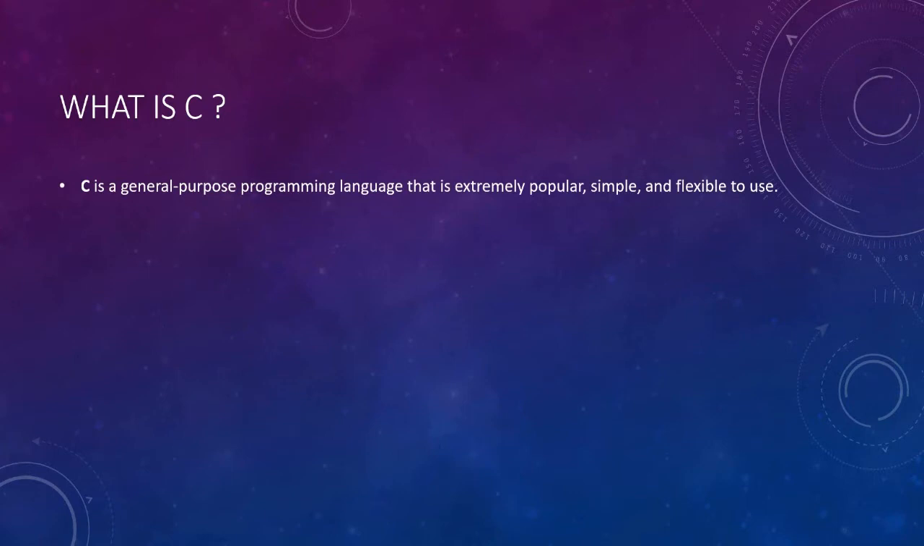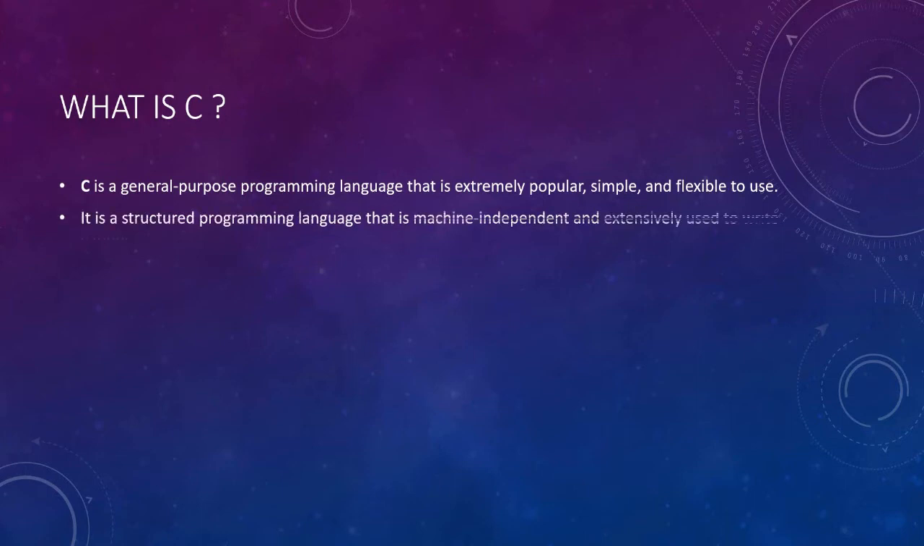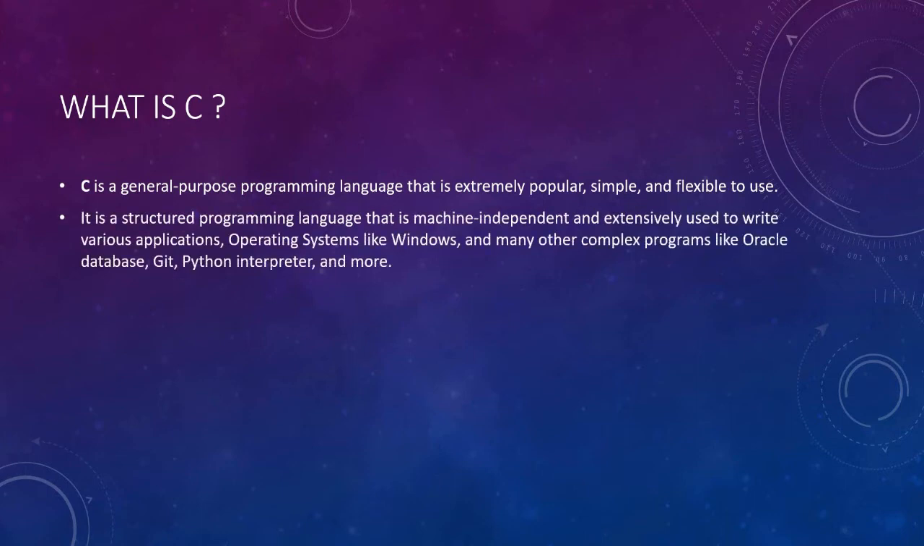And now let's see what is C. C is a general-purpose programming language that is extremely popular, simple, and flexible to use. And it's a structured programming language. That's a very important point. If someone is asking what is C, it should be your first answer.